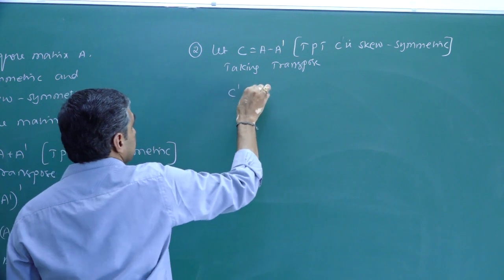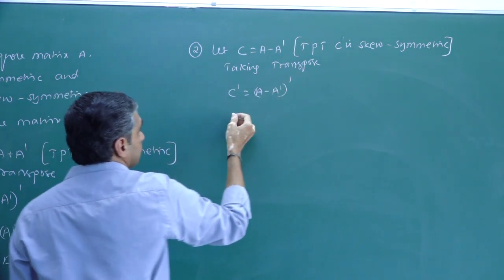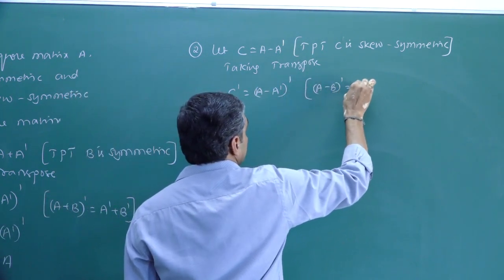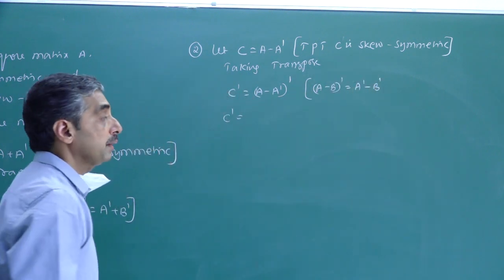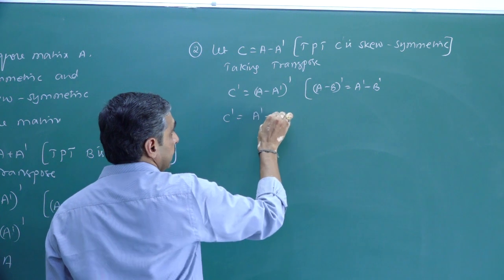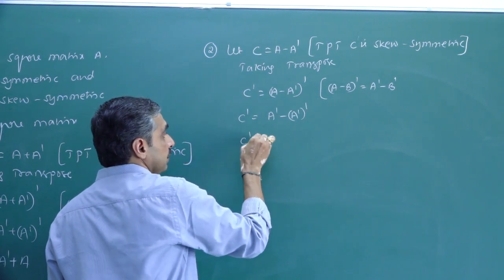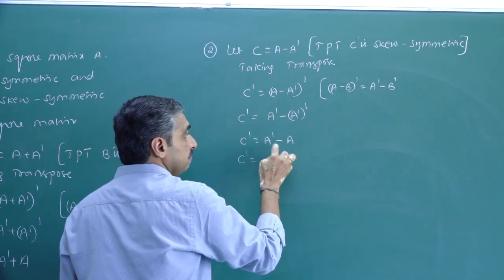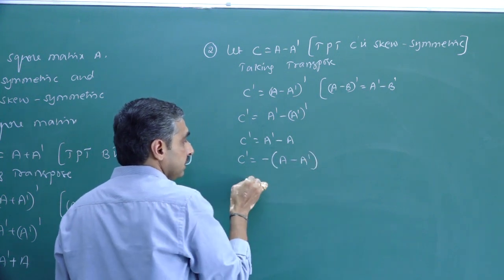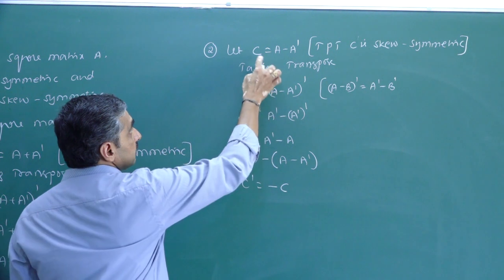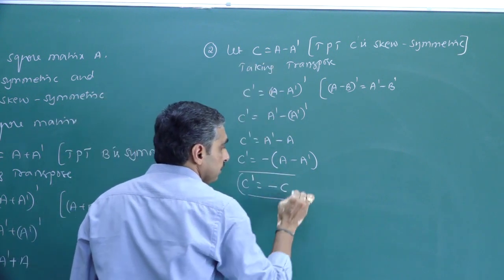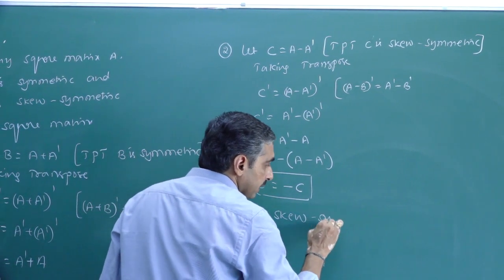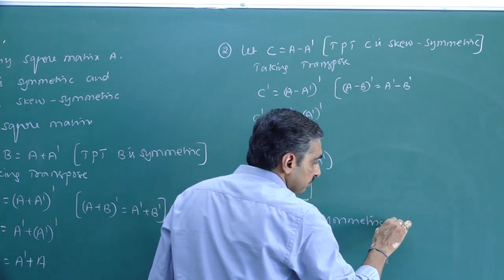So that is C dash is equal to A minus A dash whole dash. Here we are using the property A minus B whole dash is equal to A dash minus B dash. So A minus A dash whole dash is A dash minus A transpose whole transpose, and A dash whole transpose is A. The minus sign I am taking outside, so C dash is equal to minus A minus A dash, which is minus C. So C transpose is equal to minus C. Therefore, the matrix C is a skew symmetric matrix.